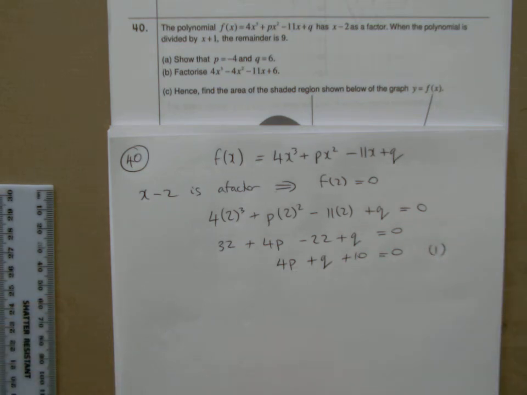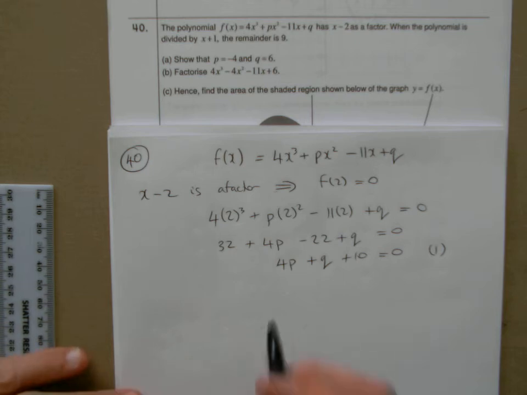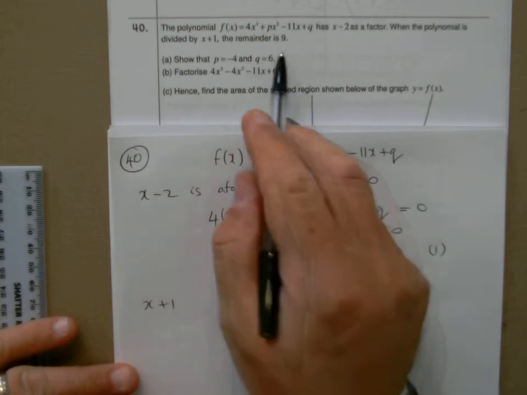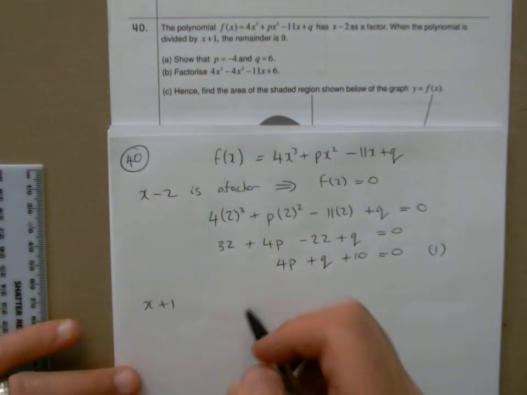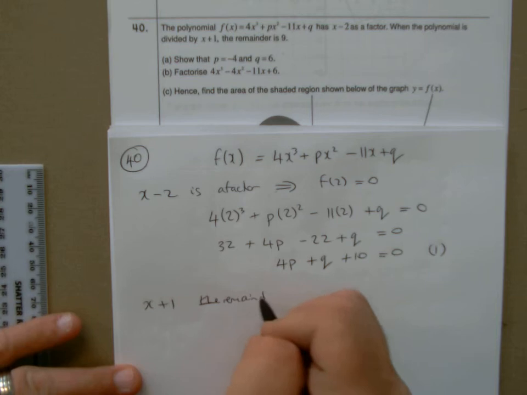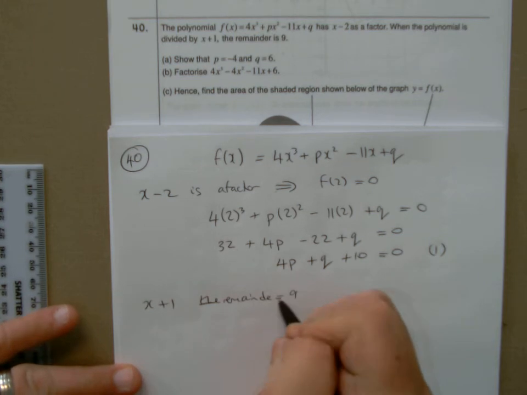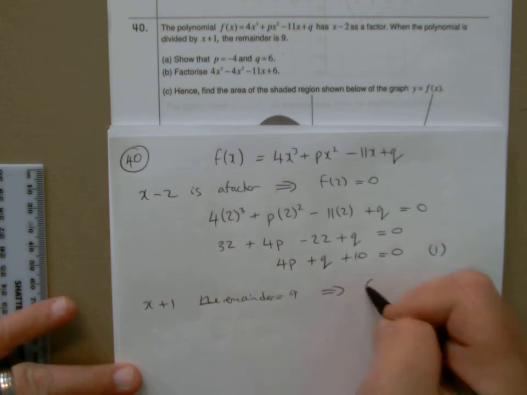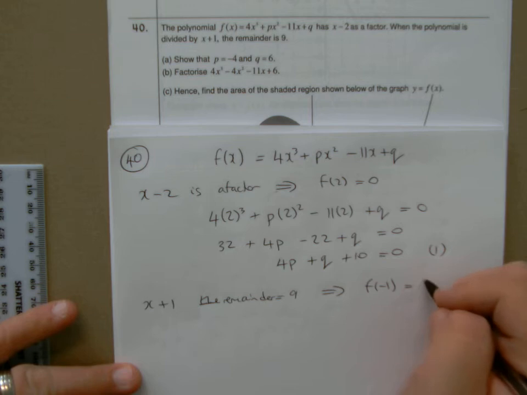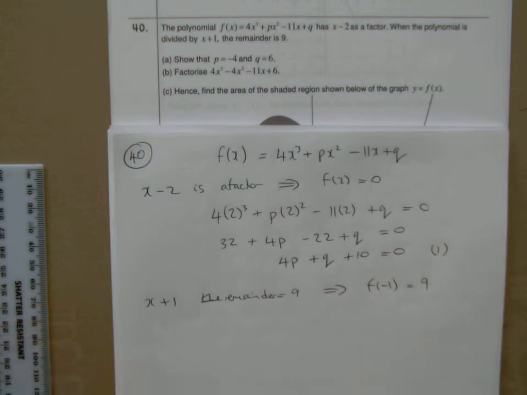So what we need now is another equation in terms of p and q, and then we can use simultaneous equations to get p and q out. Now, we're given another situation. We said, look, when it's divided by x plus 1, the remainder is 9. So that implies that f of minus 1, using the remainder factor theorem here, will equal 9. That's what that means there.